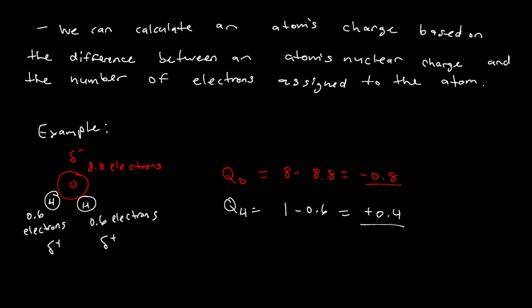An example is water, where the charge partitioning scheme may assign 8.8 electrons to the oxygen and 0.6 electrons each to the hydrogens. So the atomic charge of the oxygen will just be 8 minus 8.8, or negative 0.8. And the atomic charge of the hydrogen will be 1 minus 0.6, or positive 0.4. You may have learned in general chemistry that molecules like water have something called a partial charge, and a charge partitioning scheme is a way to quantify the partial charge that an atom has.